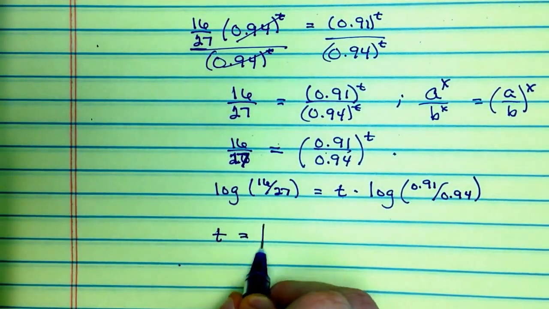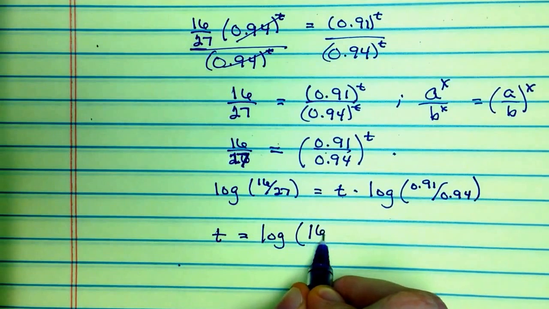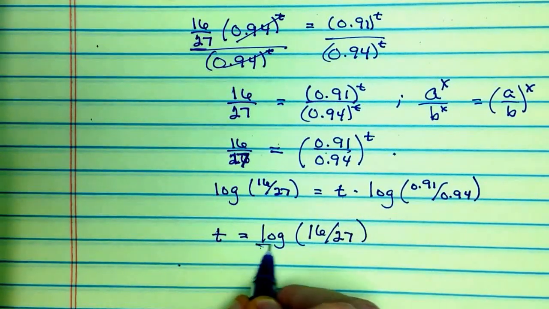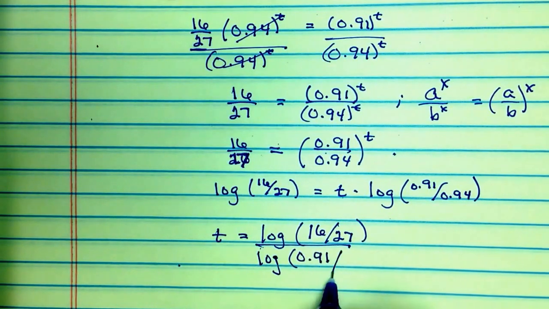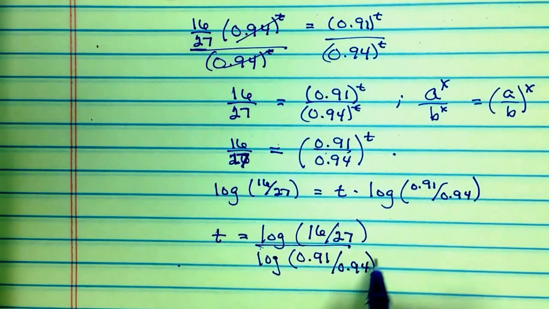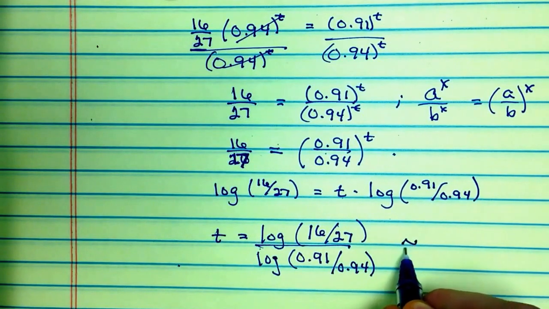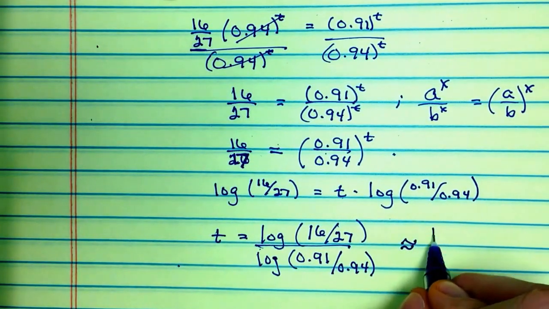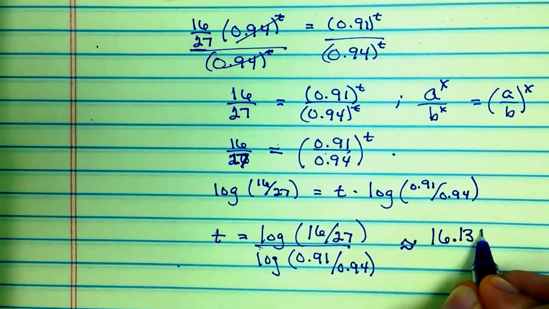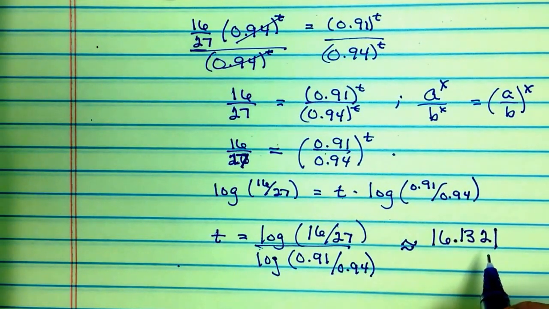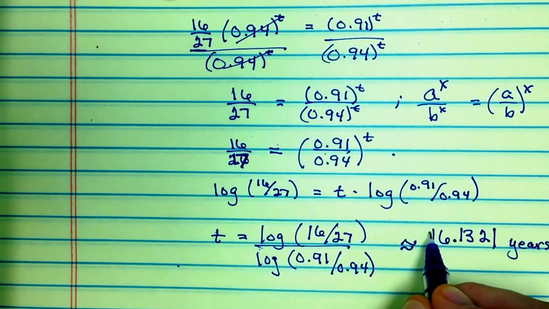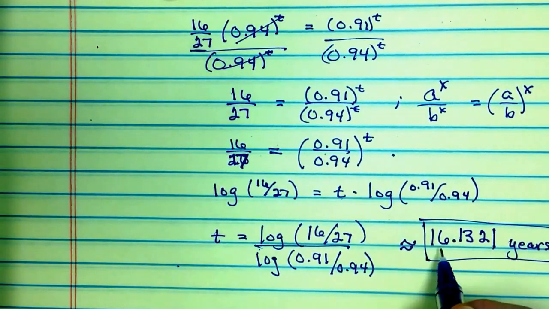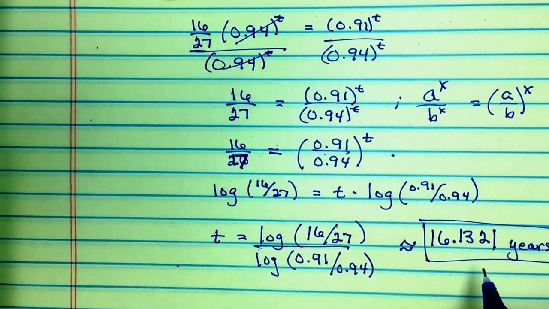So we get T equals log of 16 divided by 27 divided by log of 0.91 divided by 0.94. When we plug this in our calculator, we get 16.1321, and this is in years. So the idea here is, after 16.1321 years, the wells have the same amount of contamination.